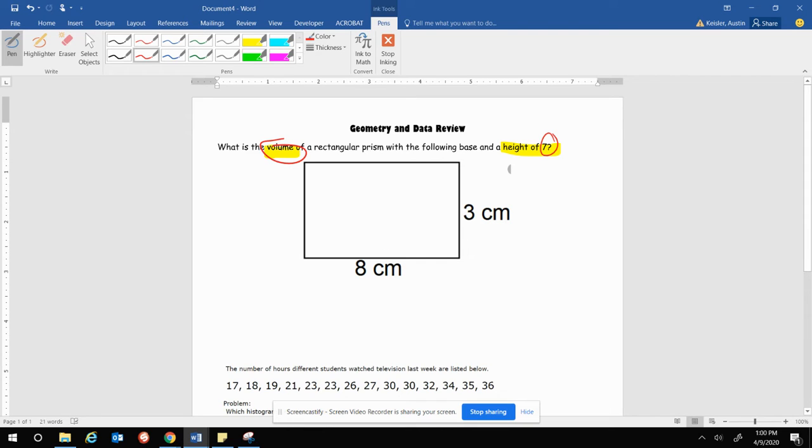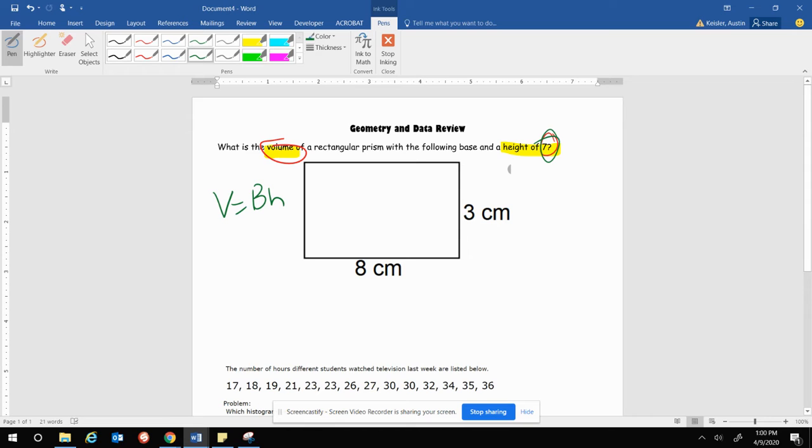We're not just multiplying 8 times 3. That is not going to be how we solve this. That would just be the area of a rectangle, but that is not what the question's asking. So if you remember, this is my volume formula. The capital B is the area of the base times the height. So I'm taking the area of this rectangle and multiplying it by my height of 7.